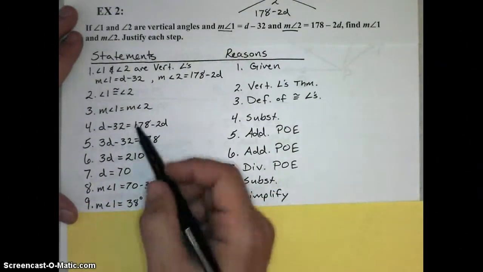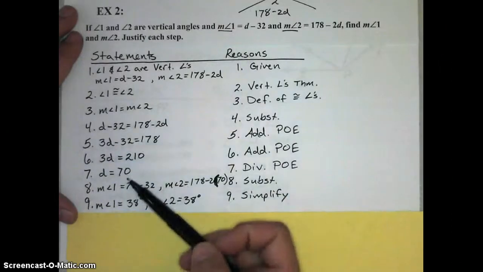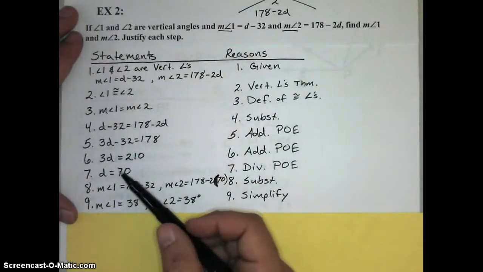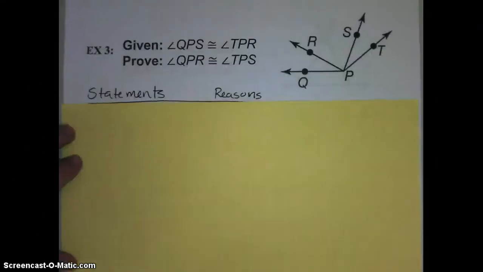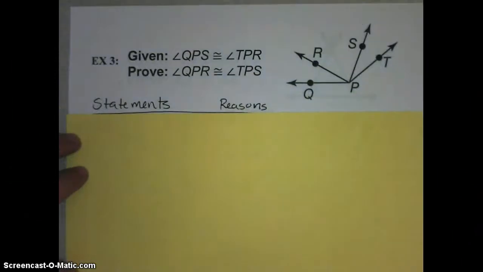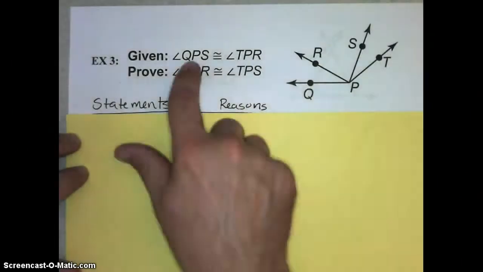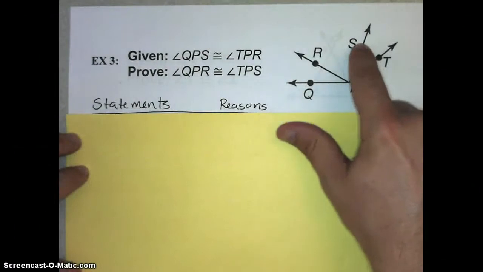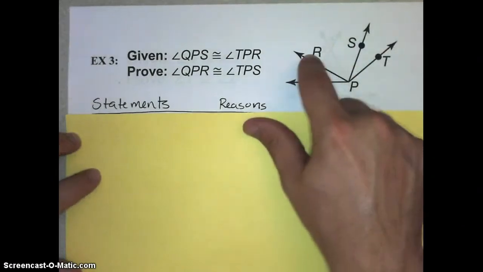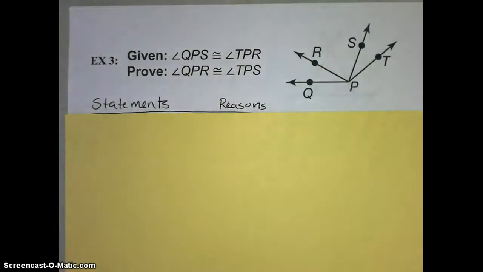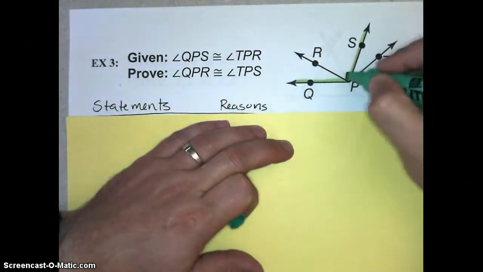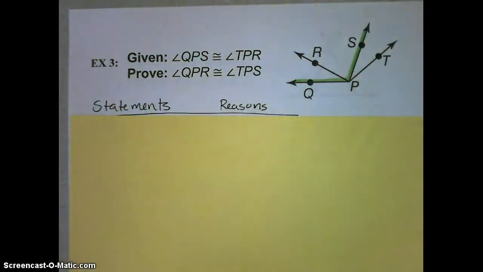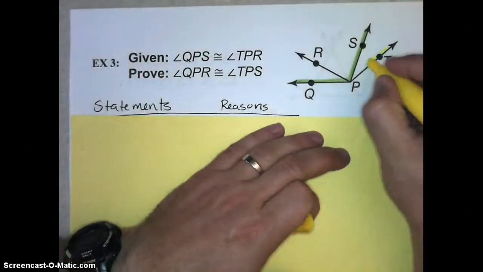So a little bit longer proof, but again, it's fairly an algebraic proof, just using our properties to find the values of d and plug back in to find the measure of the angles. Alright, let's move on to example 3. In example 3, we are given angle QPS is congruent to angle TPR. Highlight those for you. QPS, that angle, is congruent to angle TPR.